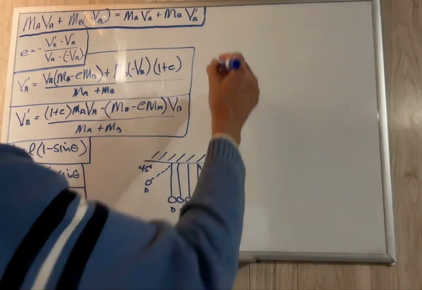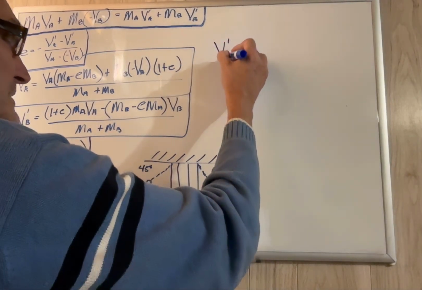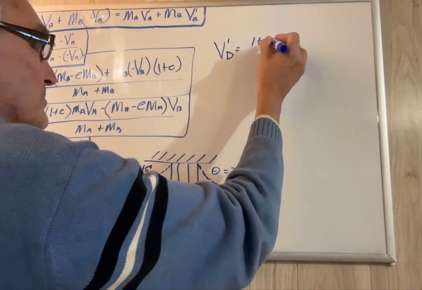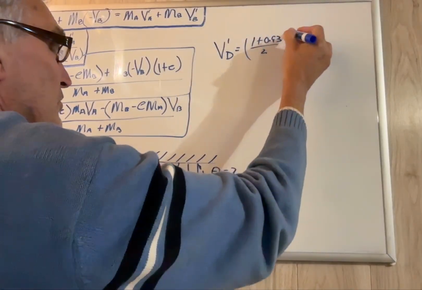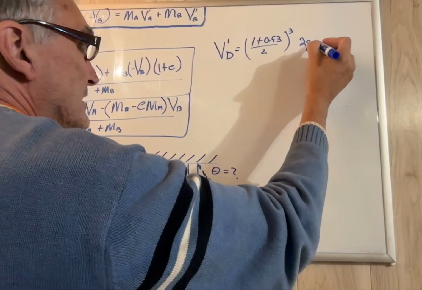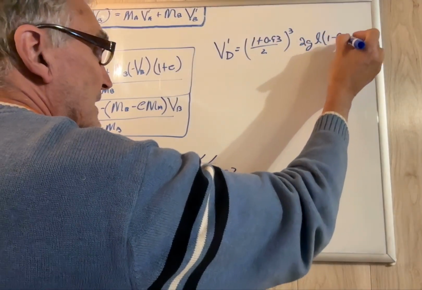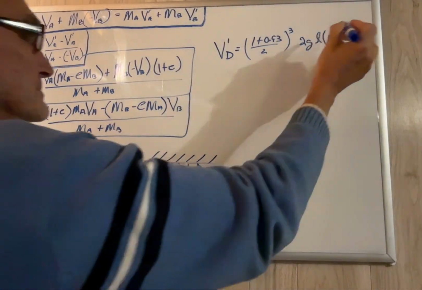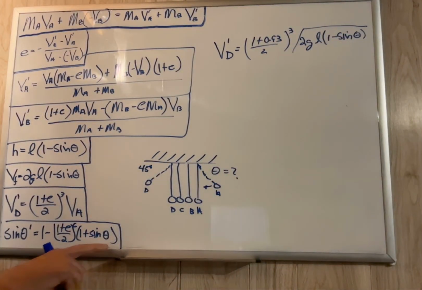So that would mean my velocity prime D is going to be equal to (1 plus 0.93 divided by 2) cubed. Now this is going to be times the square root of 2 times G times L times 1 minus the sine, which we're looking for. Right? Square root. Well, we don't know that. So we can actually find it from here.